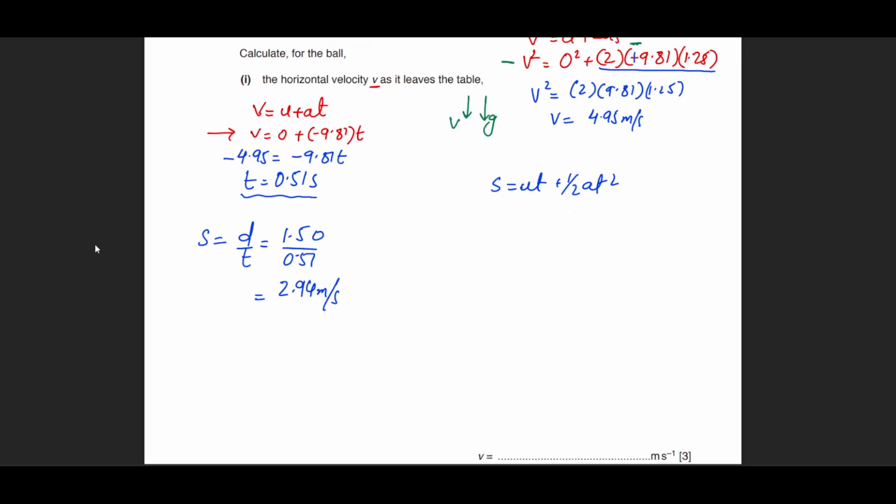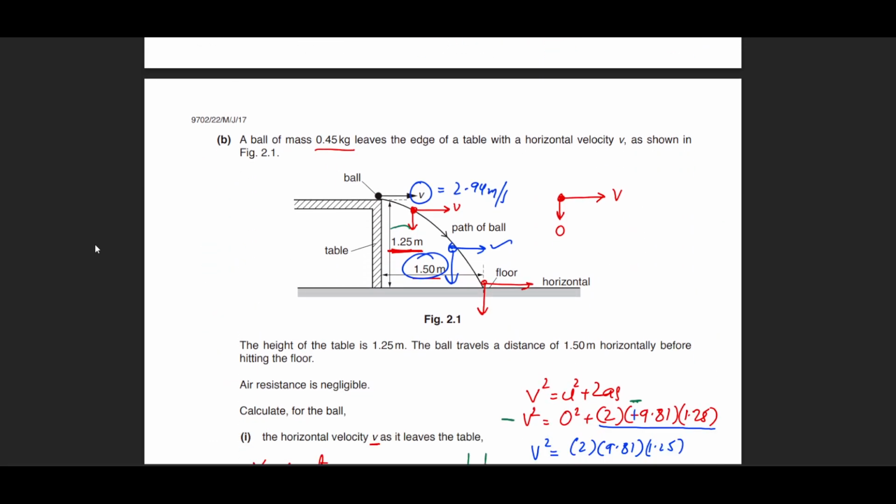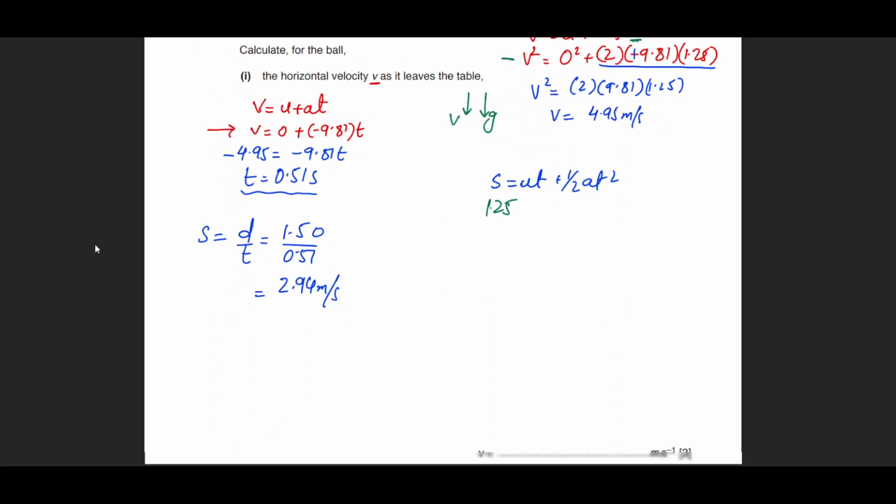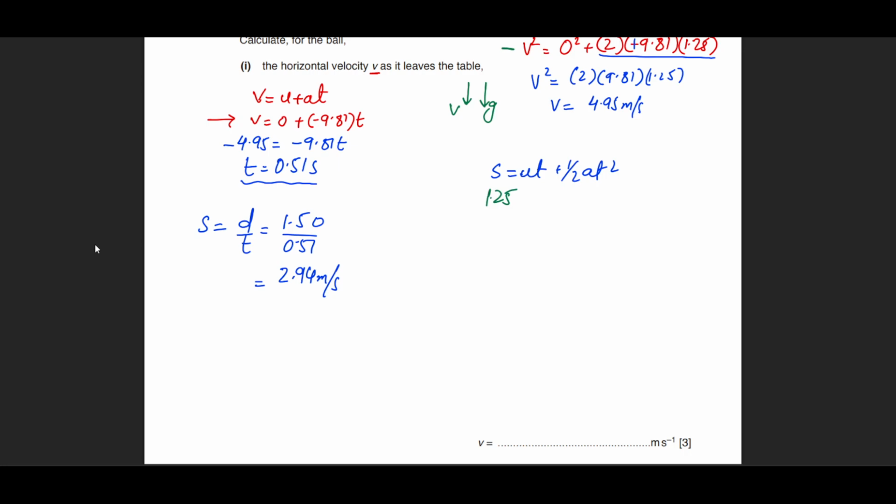Okay, so S will be 1.25. Why? Because only this height, 1.25, is responsible for making sure that the object stays airborne. Why? Because this displacement is being affected by gravity, right? So we will be taking this S because this will be involved in the time calculation. Now, since it is moving downwards, the initial velocity is 0, this U will be 0, so this whole factor becomes 0 plus 1 over 2, since it's moving downwards, it will be 9.81 into t squared.